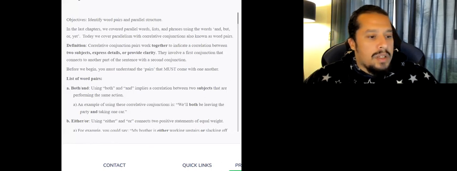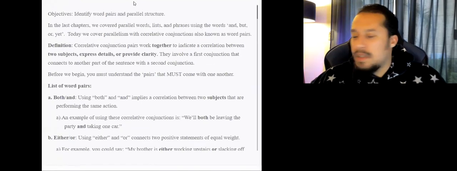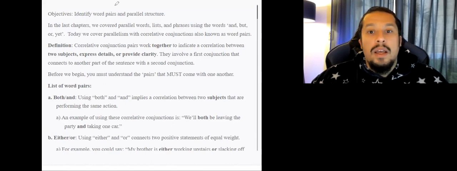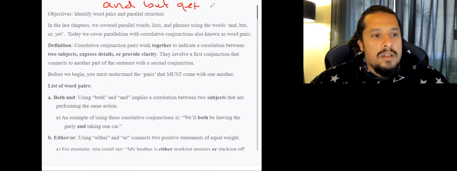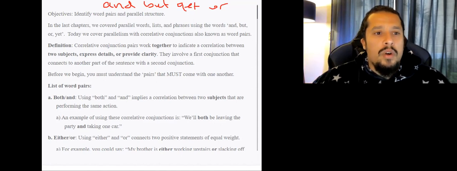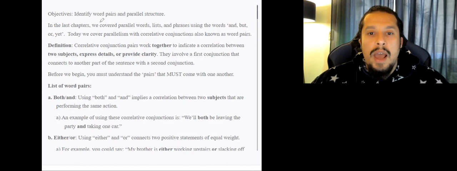All right, so ايه هو الobjectives بتاعتنا النهارده? What we're going to be doing, identify word pairs and parallel structure. So last time, احنا اتكلمنا عن parallel structure with the words and, but, yet, or. Fanboys. And so fanboys ممكن يقول لنا or indicate to us parallel structure. Now we're going to talk about word pairs. We're going to see how word pairs work and function, and what are the proper word pairs.